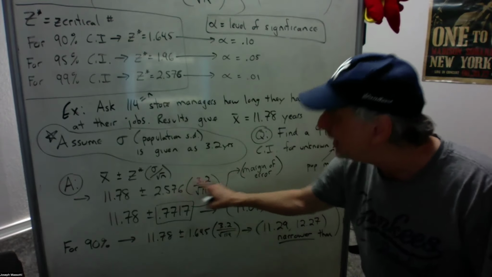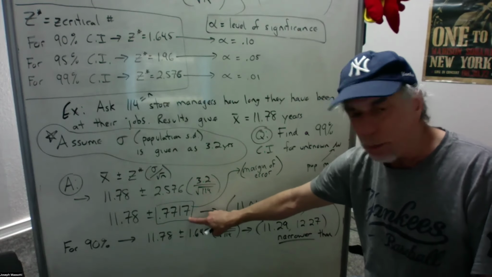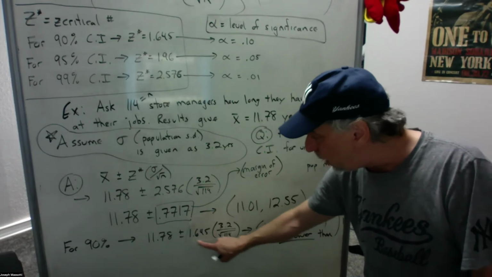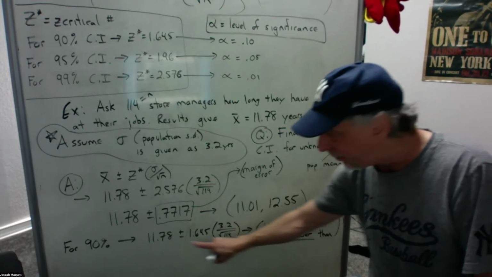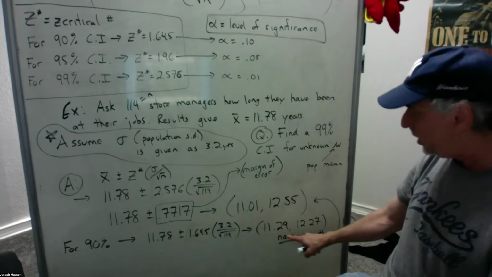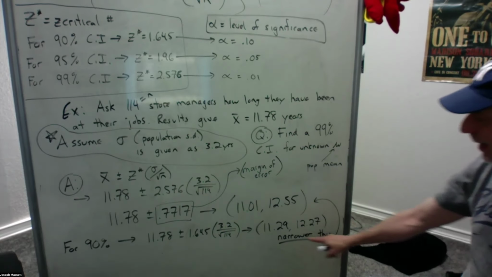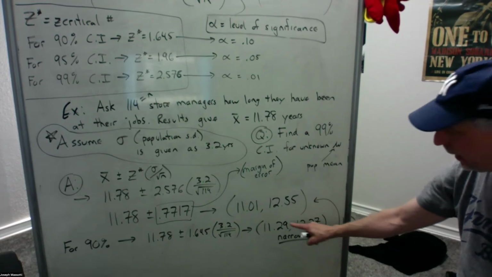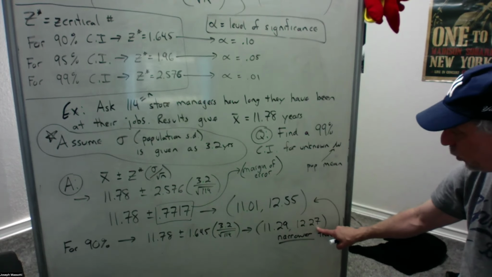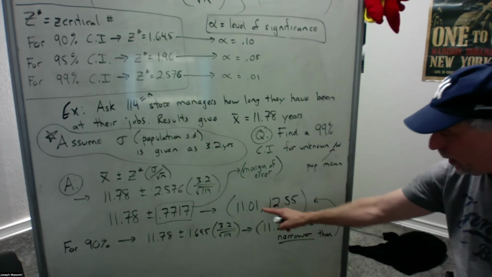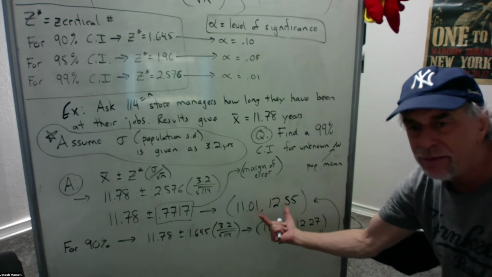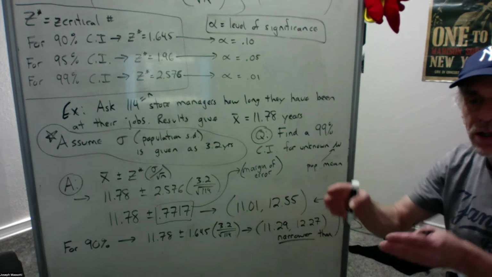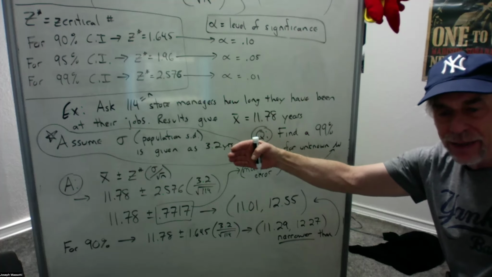Instead of 2.576 standard errors in our margin of error, we now are only going out 1.645 standard errors from the center of our interval. And notice if we do that, we're going to get a narrower interval, right? From 11.3 to 12.27 or so. Notice this is narrower than this one because the more confidence we put into our confidence interval, the more values we have to have in the interval.